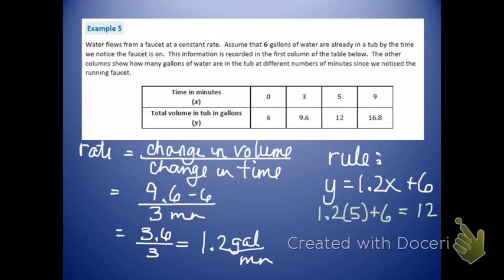And so what we would want to do is check our rule with some of the other points here. If we want to check the rule for 5, we're going to put 5 in for x and evaluate this. 1.2 times 5 is 6, plus 6 is 12. And there's our input-output pair for 5 minutes. An input of 5 minutes gives me an output of 12. So this rule is working for this function. And we could check it with the 3-minute and the 9-minute as well.